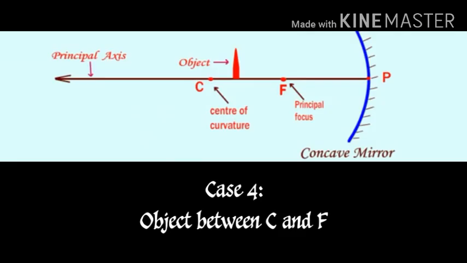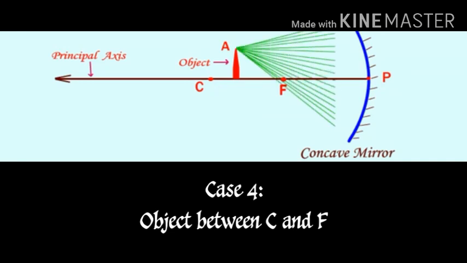Case 4, object placed between C and F. That is, an object is placed between the center of curvature and focus of a concave mirror. Considering that object, we are considering two light rays from the top point of the object. One is parallel to the principal axis, and the second one we can consider passing through the focus.